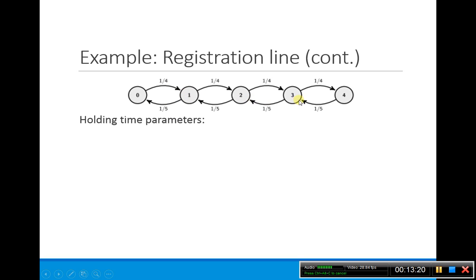If we're at 1, 2, or 3, then we can either go up or down. So we can go down at a rate of 1/5, up at a rate of 1/4, so we're going to add those. If we're in 4, we can only go down at a rate of 1/5. So we get our holding time parameters: for q_0, it's 1/4. For q_4, it's 1/5. For everything else, it's going to be 1/4 plus 1/5, which is 9/20.